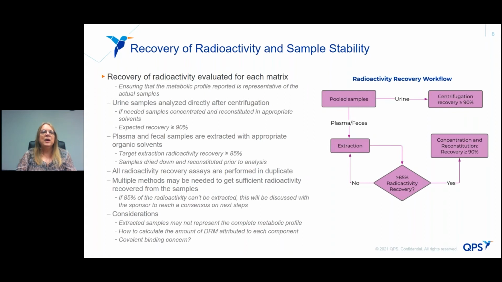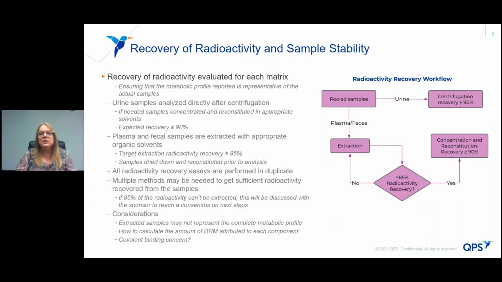Now I'd like to talk about the recovery of the radioactivity and the sample stability. The recovery of the radioactivity, there's a workflow to your right, and that basically shows how we do things. And what we want to do is make sure that the metabolic profile is representative of the actual samples. So we're looking for as much radioactivity as we can get in each sample. For urine, basically what we usually do is we just centrifuge them. If they need to be concentrated, we can do that, but we also will need to reconstitute them, and we need to make sure that the reconstitution recovery is 90% or greater.